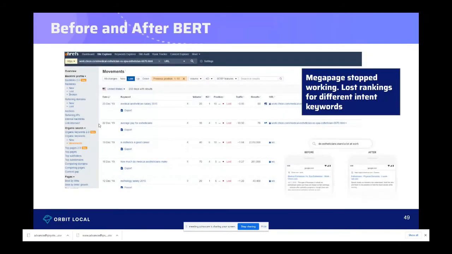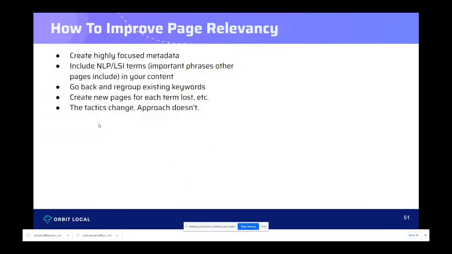I would go back now and say, let's split these up into different pages, because that's what Google is showing now. You may need to go back, look at those other ones, and create new pages for each keyword that was lost. Now, again, the tactics don't really change. I'm sorry, the tactics do change. The tools change, but the way you approach it will never change.